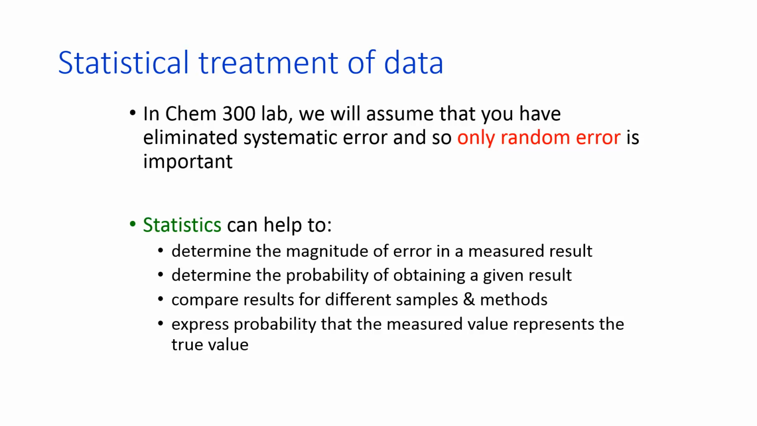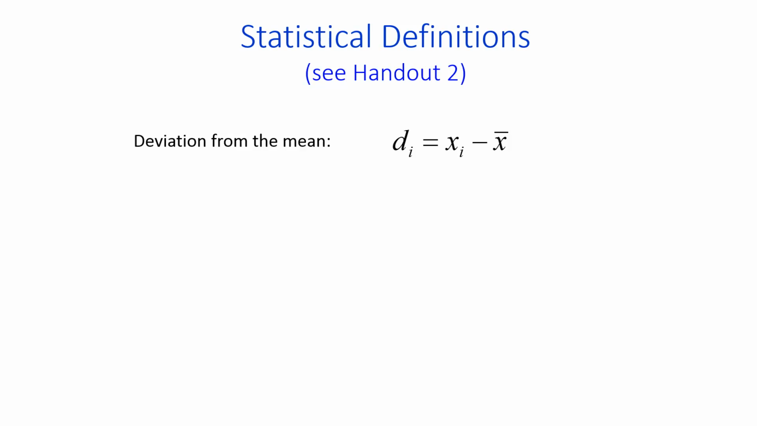Doing statistical tests using your data from Chem 300 lab can help you figure out what the error is in your result and therefore what precision you should report your answers to. You can also figure out the probability that the value that you have measured is actually the true value. To do this, you're going to do multiple trials and you need to calculate the mean of those trials, which I assume you already know how to do.